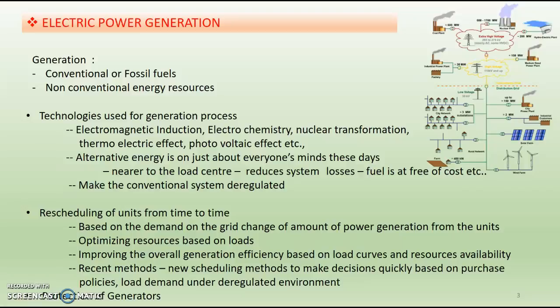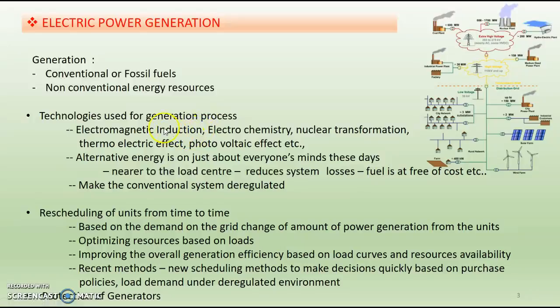Basically, electrical power generation is carried out by means of two ways. One is by means of conventional fuels or fossil fuels. The other one is by means of non-conventional energy resources. Fossil fuels are like coal and atomic energy. These are called the fossil fuels. And non-conventional energy resources are solar, wind, fuel cells, mini hydel plants, etc. These are termed as the non-conventional energy resources.